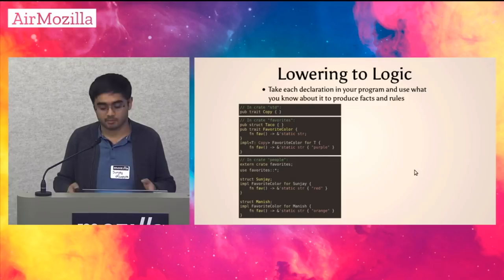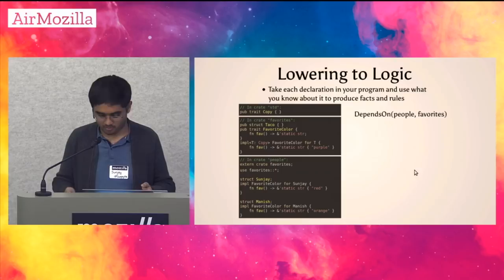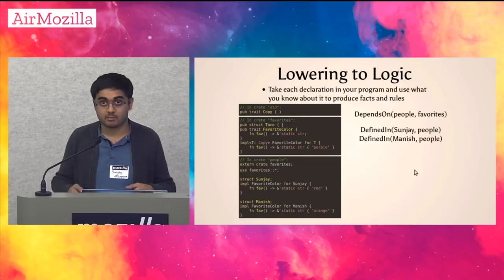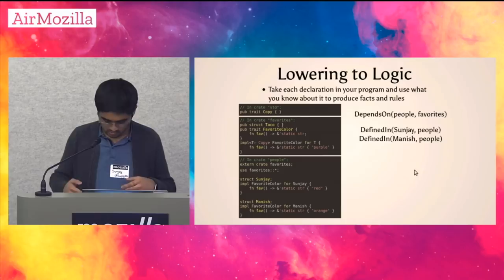Now, what Chalk wants to do is lower this entire program, that means all three crates, into a single logical program made up of facts and rules. There's a whole bunch of facts that we could potentially get from this program. For example, we could describe the relationship between the crates and add something like depends on people favorites to talk about how the people crate depends on the favorites crate. Or we could add some clauses like defined in Sanjay people or defined in Manish people to describe how those two structs are defined in the people crate.